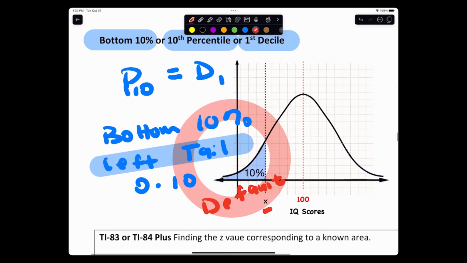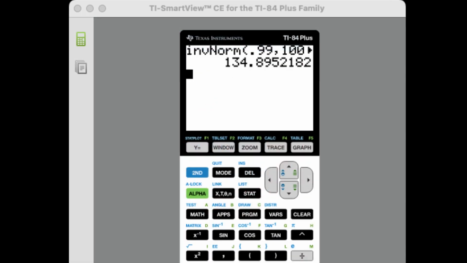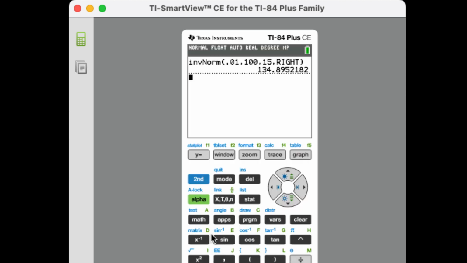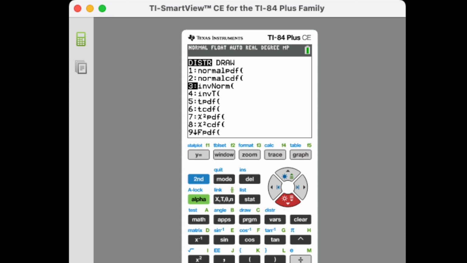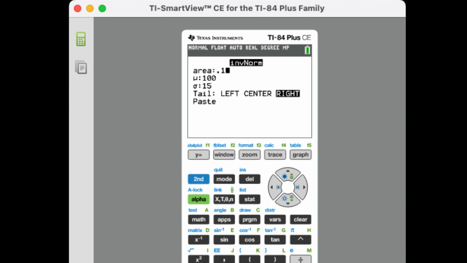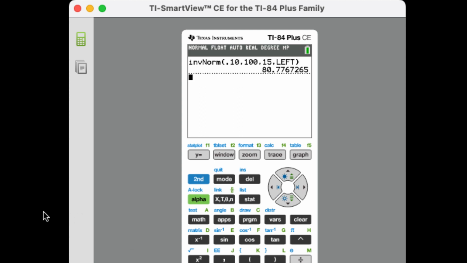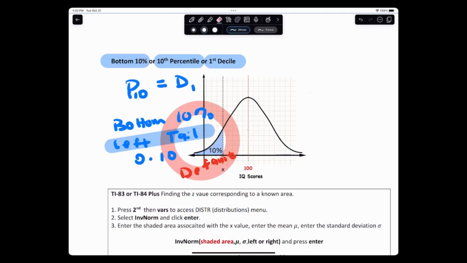So it doesn't matter. I'll do it with both calculators. Change the mode, do it with the first one. Second distribution, inverse norm, 0.10. I have to change the tail to the left. Is that true? That's a left tail. And then we're going to paste this in. And ladies and gentlemen, we get 81. Is that true? So 81 is that value.